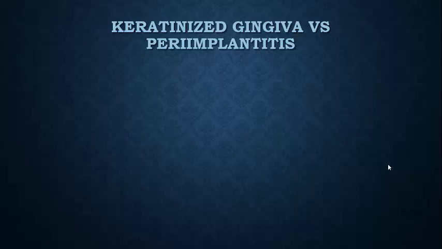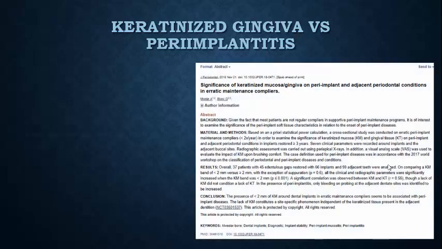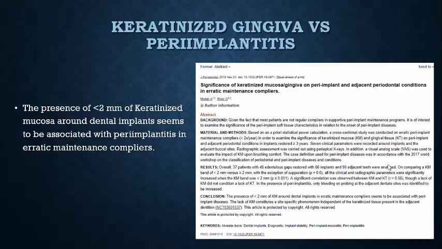Now let's take a look at the importance of keratinized gingiva versus peri-implantitis. At the beginning we talked about the importance of the soft tissue thickness around the dental implant. Now it's also important to mention that it's very important to have attached tissue on the buccal aspect of the implant too. According to this study, they found the presence of less than 2 mm of keratinized tissue around the dental implant seemed to be associated with peri-implantitis. So if we place our implant and we don't have a thick buccal tissue, we only have a thin mucosa, this may also cause peri-implantitis by the time.